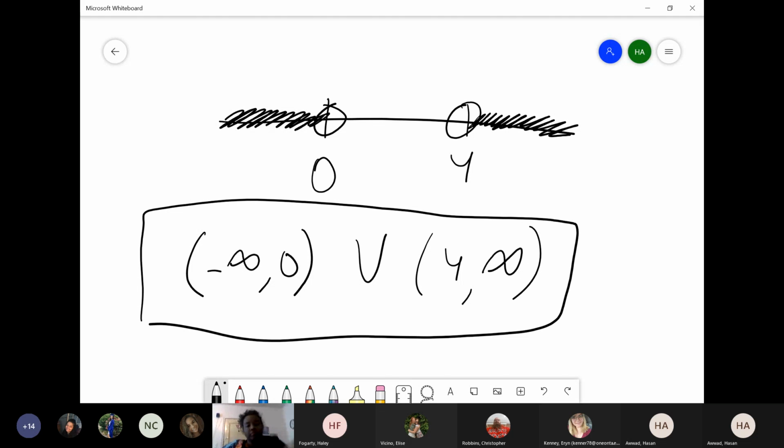From negative infinity to 0, not including 0, unioned with 4 to infinity, not including 4. And again, as a reminder, we use parentheses because we're not including those endpoints, and we use parentheses for the infinities because you always use parentheses for infinities. Any questions with this one?